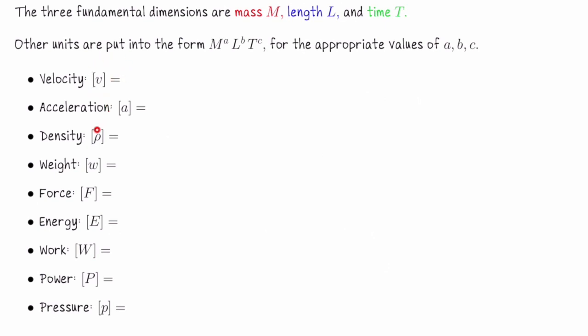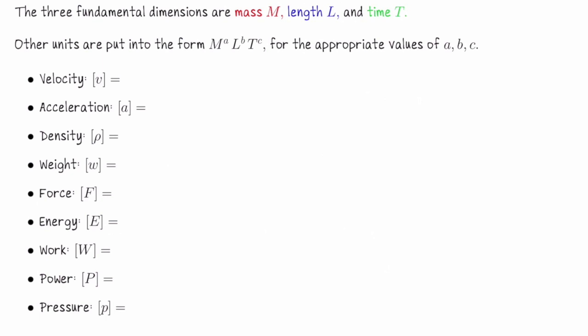What we do when we express a quantity in terms of its MLT decomposition is we put that in square brackets. So for the concept of velocity, we'll say in square brackets v equals, and then on the right-hand side, we'll give m to some power, l to some power, t to some power. So that's what the square brackets is indicating, is how we should view this quantity in terms of these fundamental dimensions.